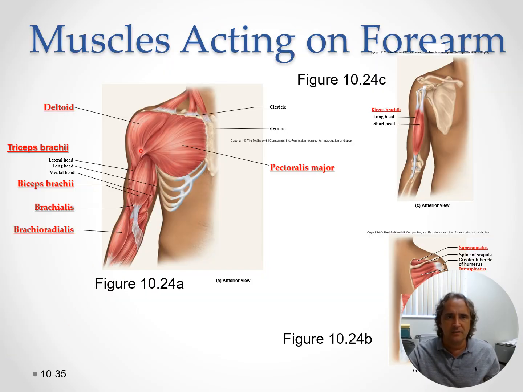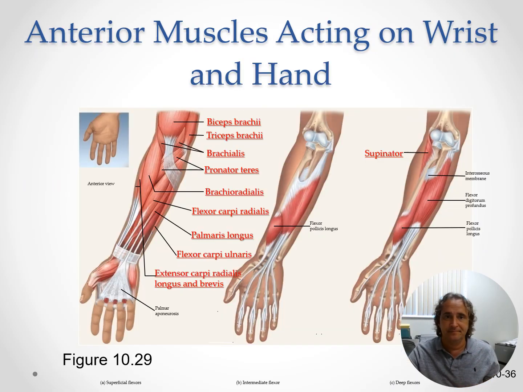And you can see deltoid, triceps on the back. The brachialis is between the biceps and the triceps. And you can take a look at these at your leisure.